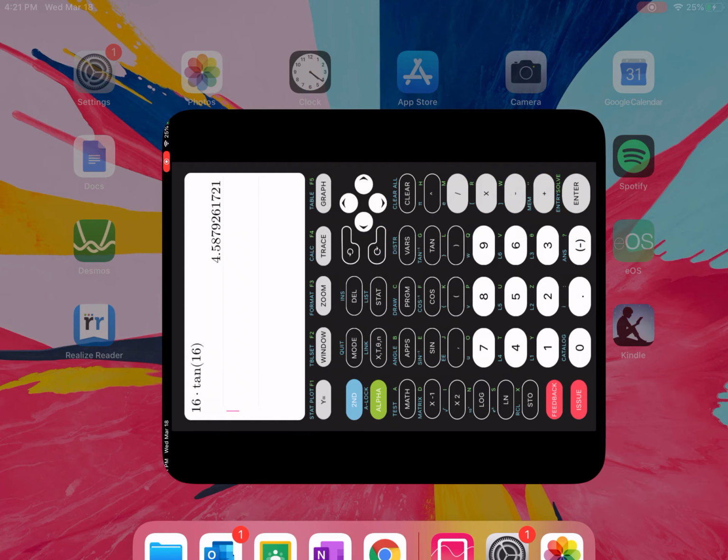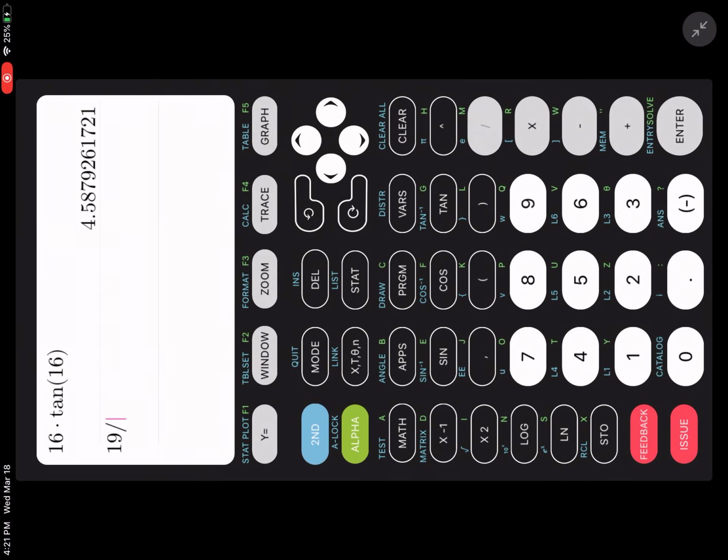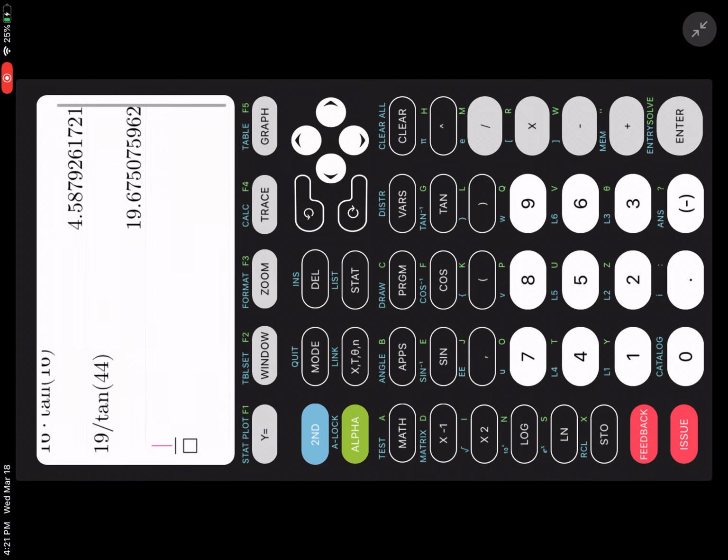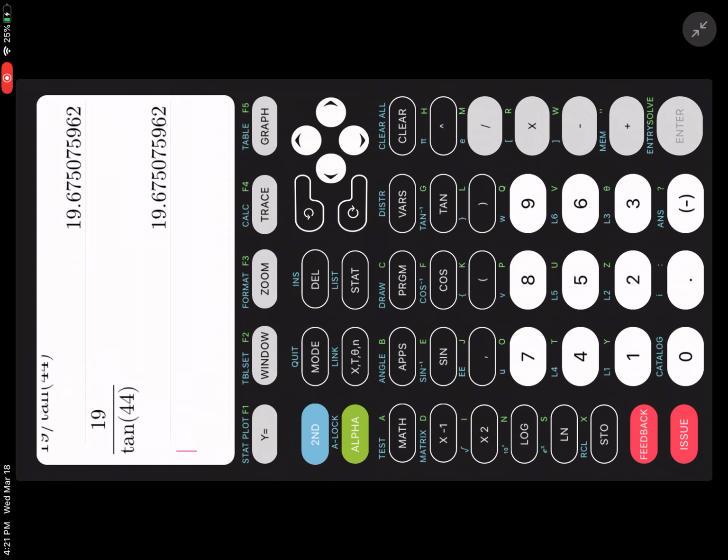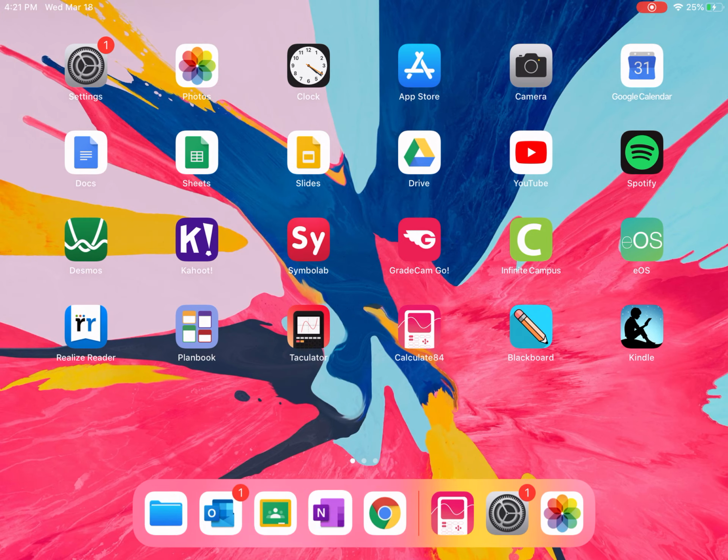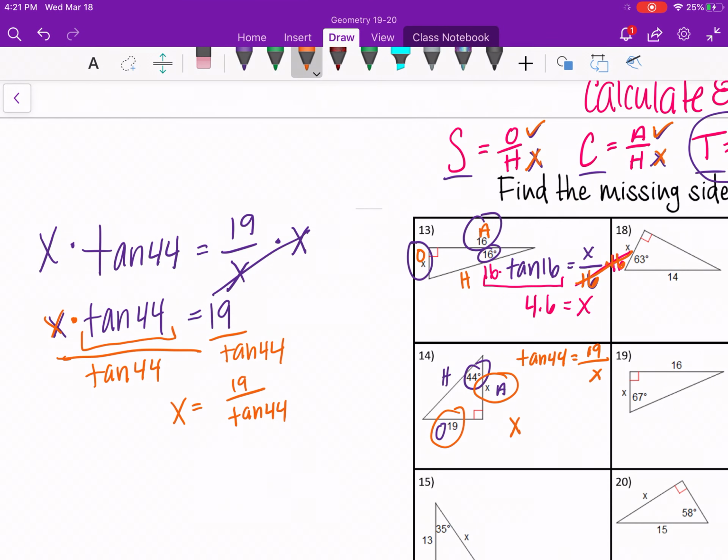So I'm going to run over to my calculator. You can do 19 divided by tangent of 44. You can also do alpha y equals and do it as a fraction. 19 divided by tangent of 44, whatever you desire. And then 19.7 if we're rounding. So x equals 19.7.